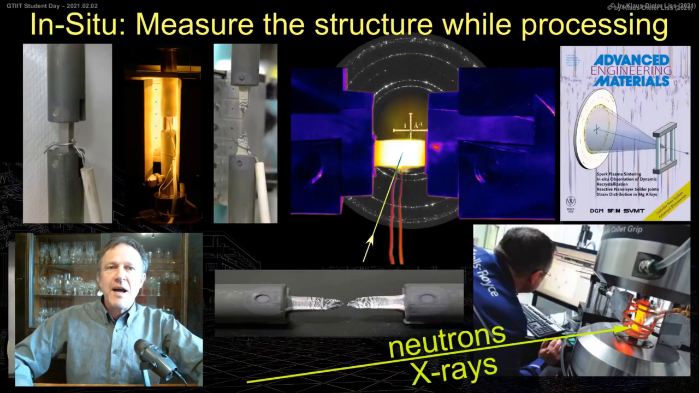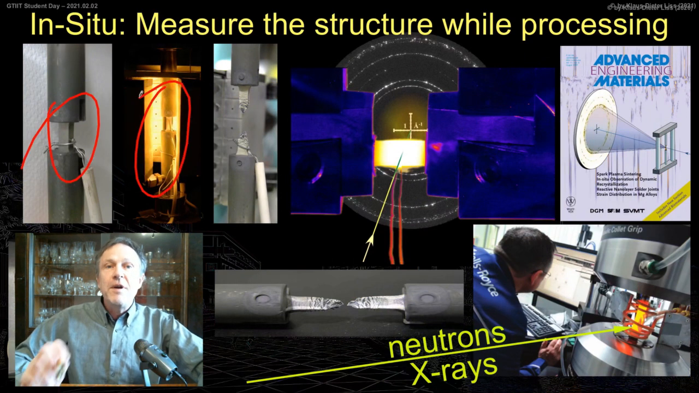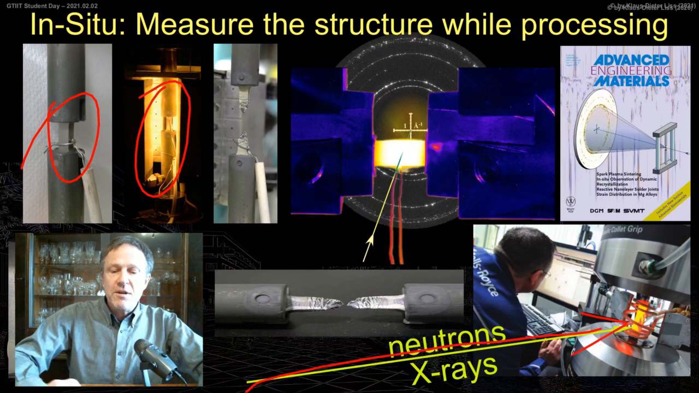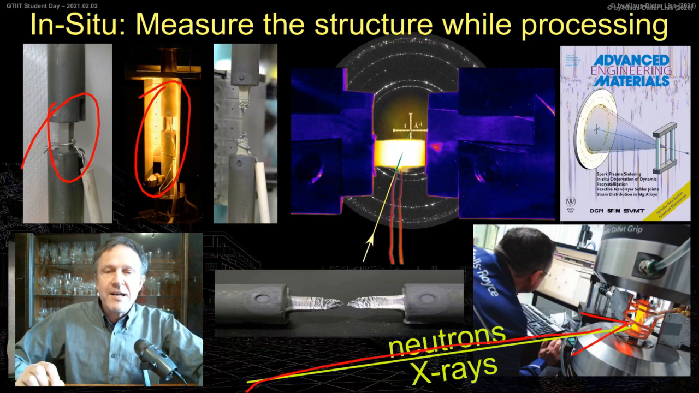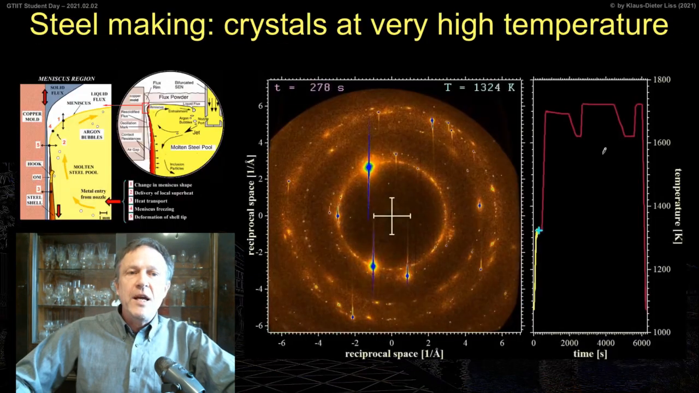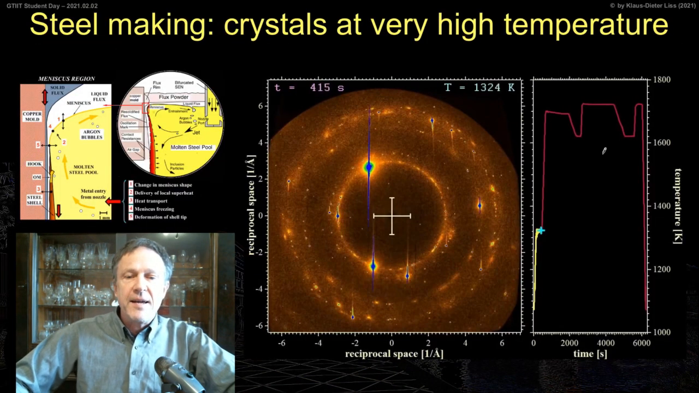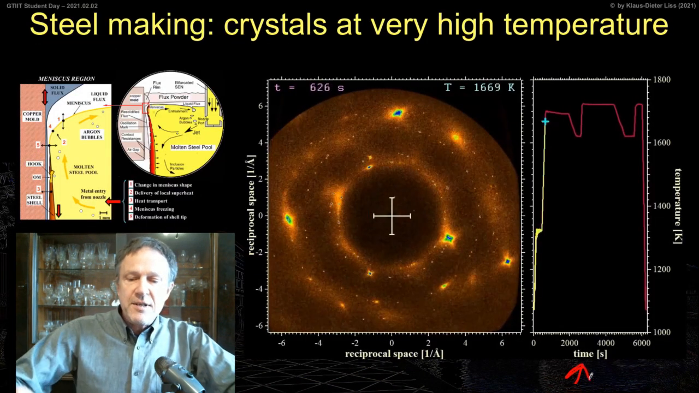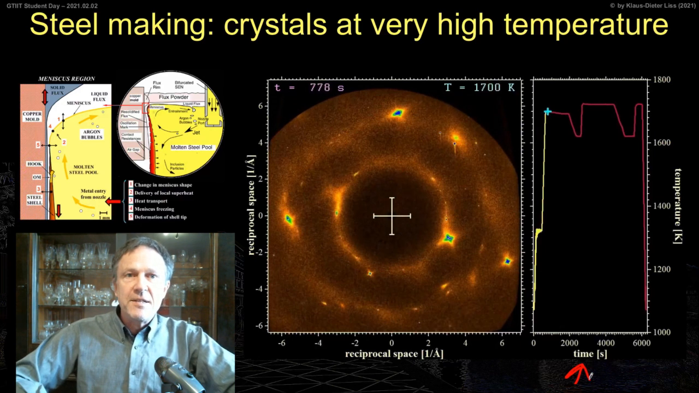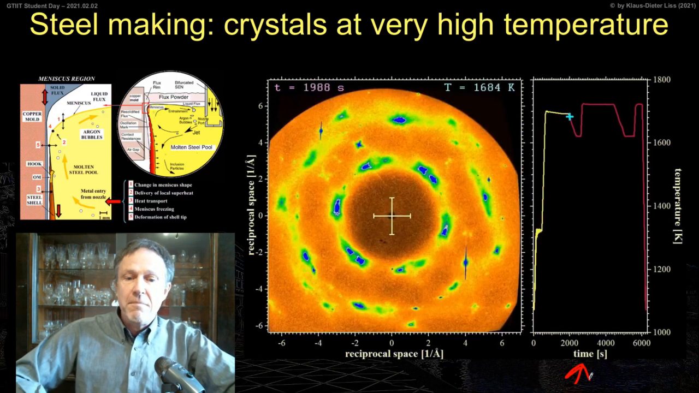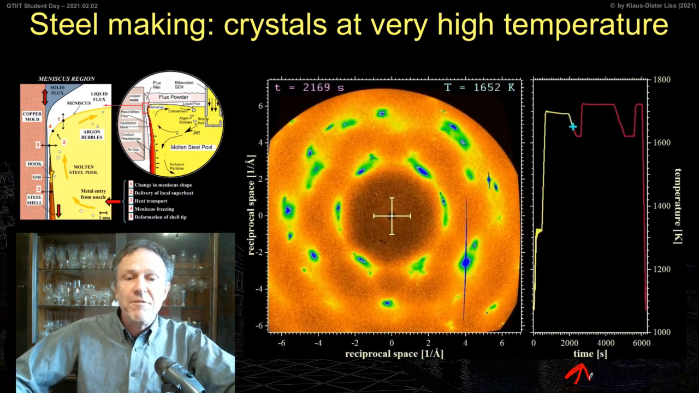In particular, I'm interested to measure the structure of the material while we do the processing. And what we want to do is use a neutron or high energy X-ray beam to study the material while it's ongoing. Here, on the example of steel making, to the right, you see the temperature. As it increases, we see changes in the microstructure, in the crystallographic structure.